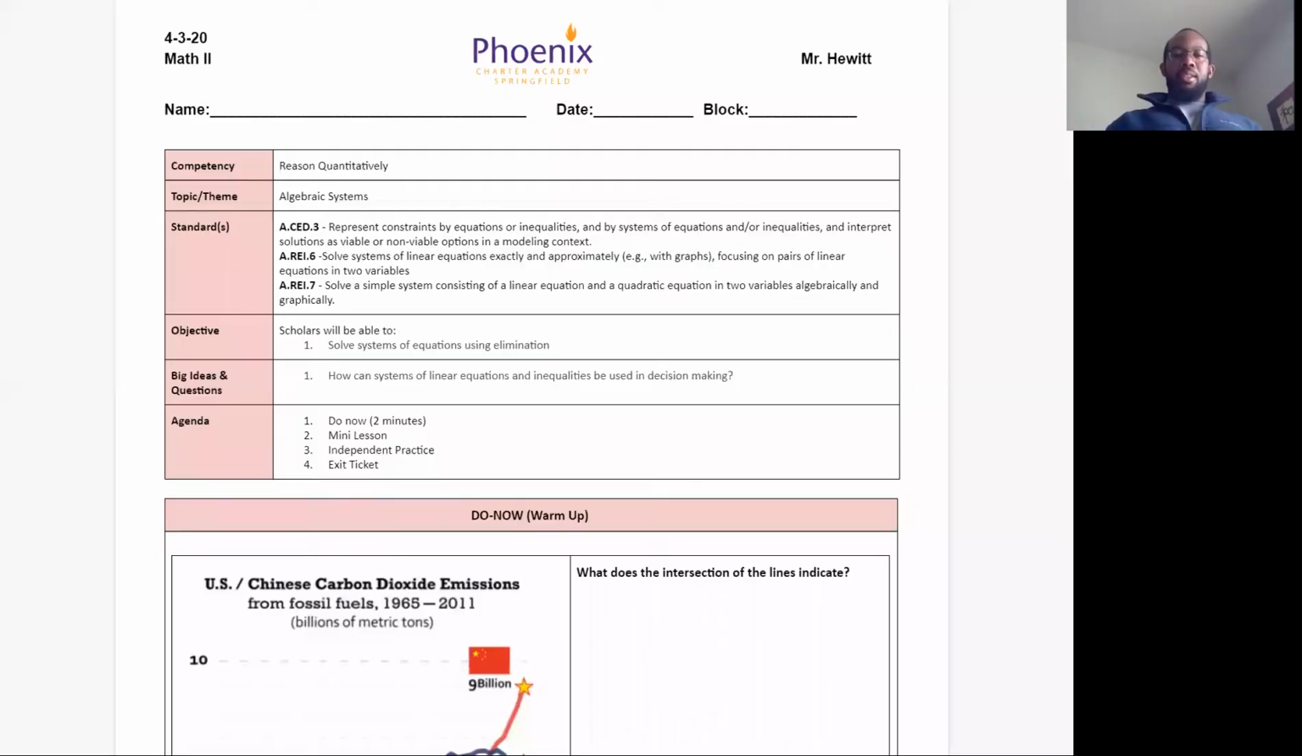Well, let me share my screen with you at this time so that you can see the student-facing document for today. There you go. So again, you will be learning how to solve systems of linear equations using the elimination method. In the last lesson, Wednesday's lesson, you learned how to solve systems of linear equations using the substitution method. Today, you'll be learning how to solve systems of linear equations using the elimination method.